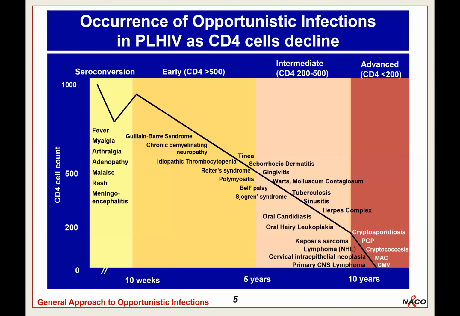For example, if I'm predicting CMV retinitis in a patient, and I look at the CD4 and it is, suppose, 600, then I would say that CMV retinitis is unlikely. Let's rule out the other causes.